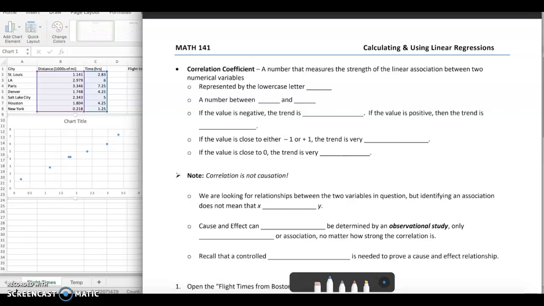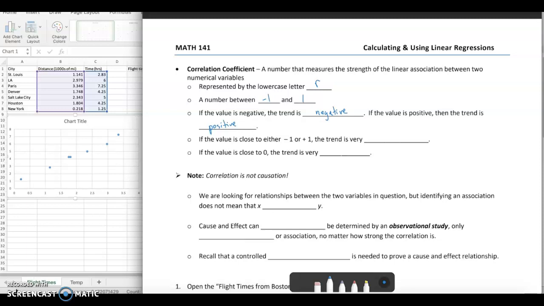And that leads us to what's called the correlation coefficient. That is a number that measures the strength of a linear association between two numerical variables. It's represented by the lowercase r. It's always a number between -1 and +1. If the r value is negative, then your trend is negative. And if the r value is positive, then your trend is positive.